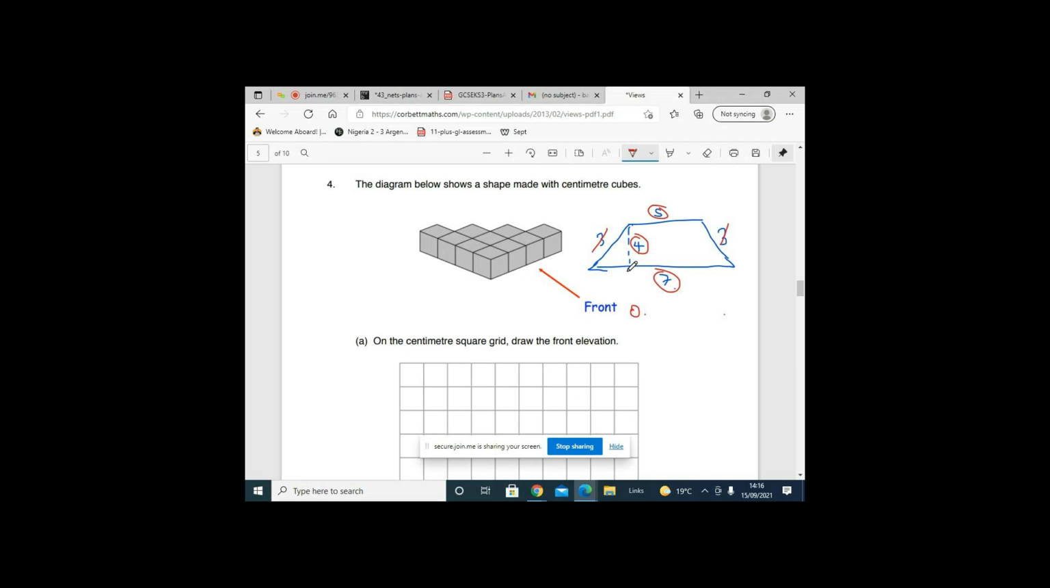You add 5 and 7 together, multiply the answer by 4, then divide by 2, because the formula for a triangle is divided by 2, isn't it? You add this and this together, that's 12. 12 times 4 is 48. Then you divide by 2, that's going to be 24. So 24 is the area of this trapezium.